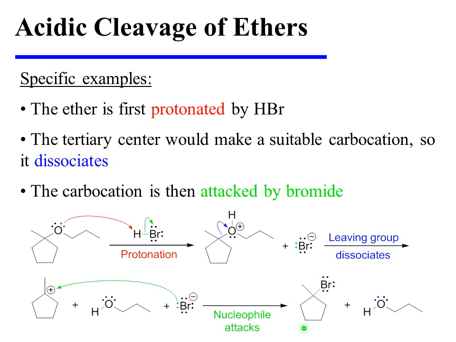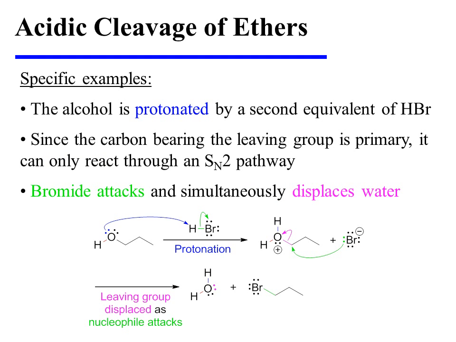This affords one of the alkyl halide products of the reaction, but the reaction again is not done because the alcohol can engage in further reaction. The alcohol is protonated by a second equivalent of HBr. When this occurs, the carbon bearing the leaving group is primary, so it can react only through an SN2 pathway. Bromide attacks that center, directly displacing water, and this affords the second alkyl bromide product of the reaction.